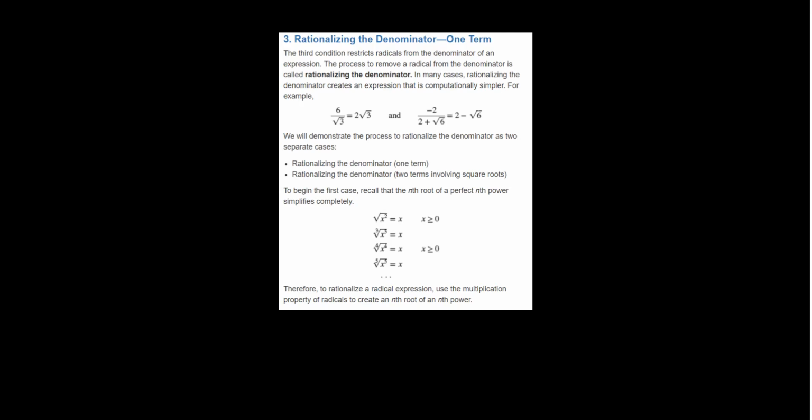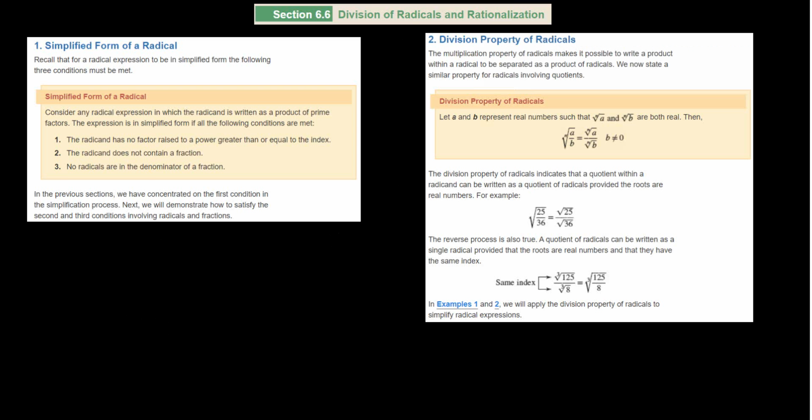We need to simplify the expression. In order to simplify the expression, I need to make sure I don't have a radical in the denominator. Let's go back to the simplified form rules. The radicand has no factors. The radicand does not contain a fraction. We are violating that second rule with this problem, since we have a fraction in the radicand. So let's split this up into the square root of y to the fifth over the square root of 7.